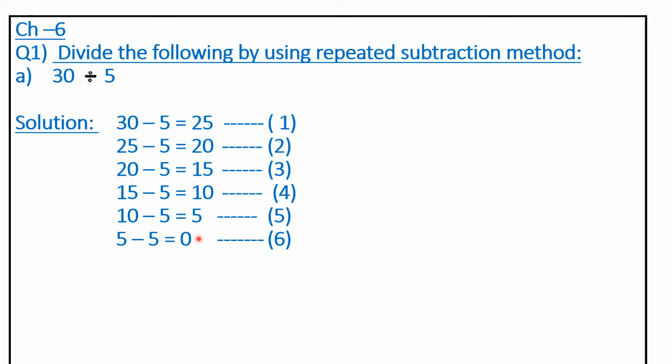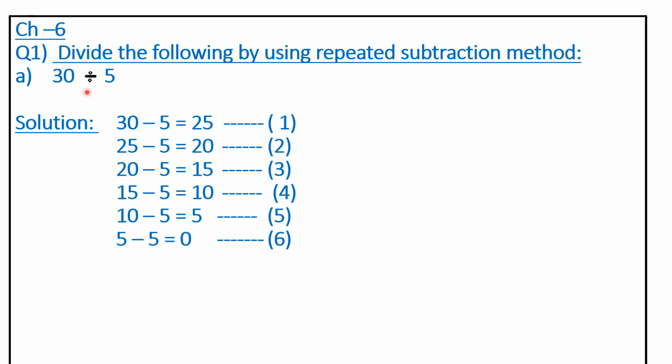So finally we are getting here 0, no? So you see, count the number of steps. First step, second step, third step, fourth step, fifth step and sixth step. So after the sixth step we are getting 0. So our answer will be this 6. Number of steps you have to count, and the last step is the answer. So on the sixth step we are getting 0 now. So our answer will be 6.